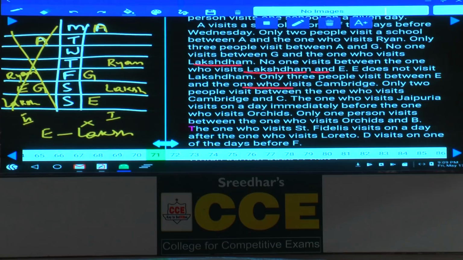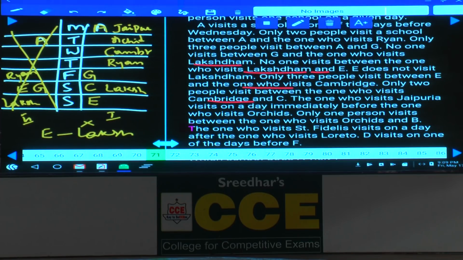Then only 3 people between E and the one who visits Cambridge. Between E and Cambridge there must be exactly 3, and this is Cambridge. And next one, only 2 people visit between the one who visits Cambridge and C. Between Cambridge and C, there must be exactly 2 people. And the one who visits Jaipuria visits on a day immediately before the one who visits Orchards. Jaipuria and Orchards are adjacent to each other, so Monday and Tuesday are the only places left, Jaipuria and this is Orchards.